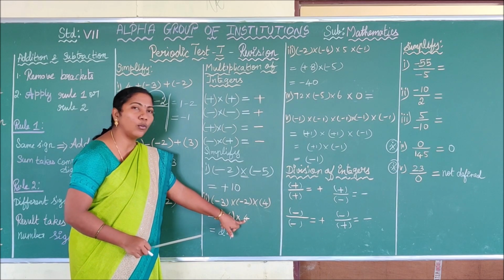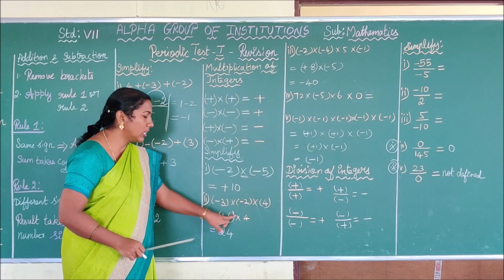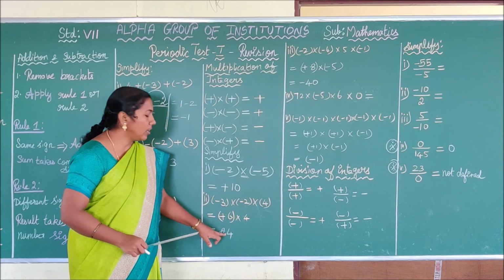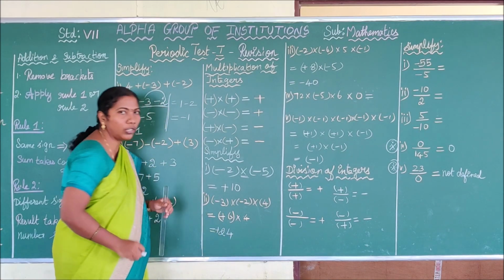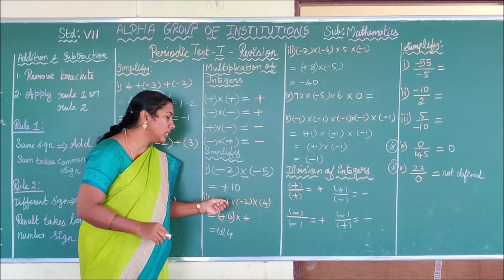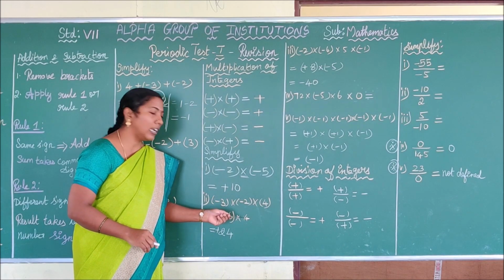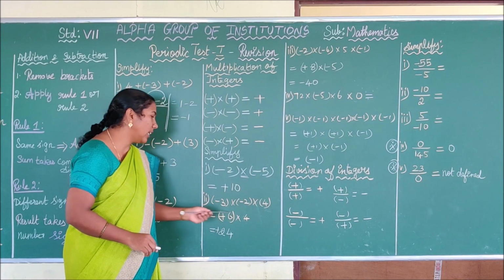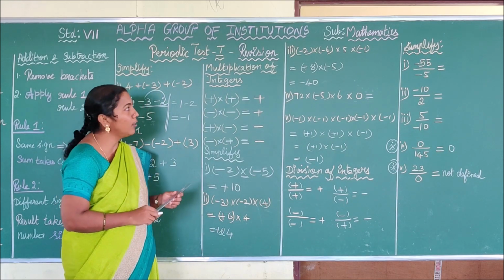Here you have the number 4. The symbol for 4 is plus. So plus into plus, plus. 6 4s are 24. You need not write plus here; you may also write the plus, it is also correct. You can also do this by another method. That is, you multiply minus 2 with 4, you get minus 8, and then you multiply minus 8 with minus 3, you get minus into minus, plus, 3 8s are 24. You can follow any one of the methods.